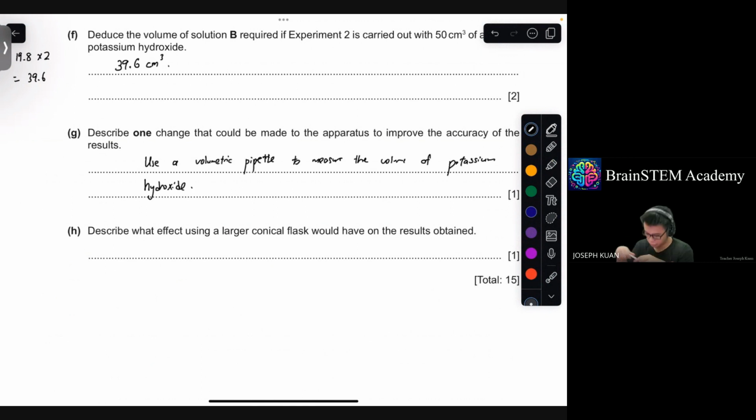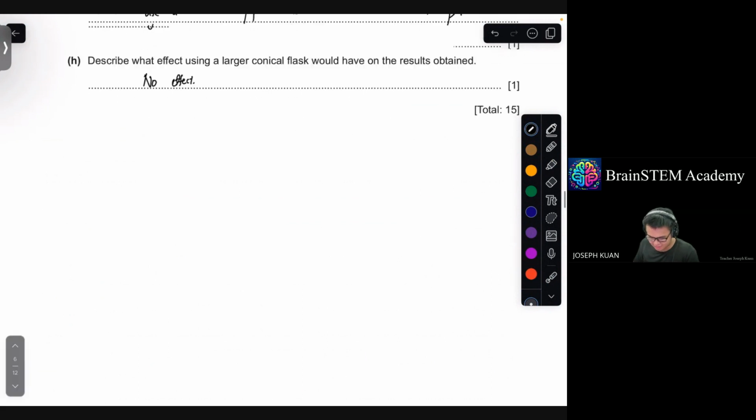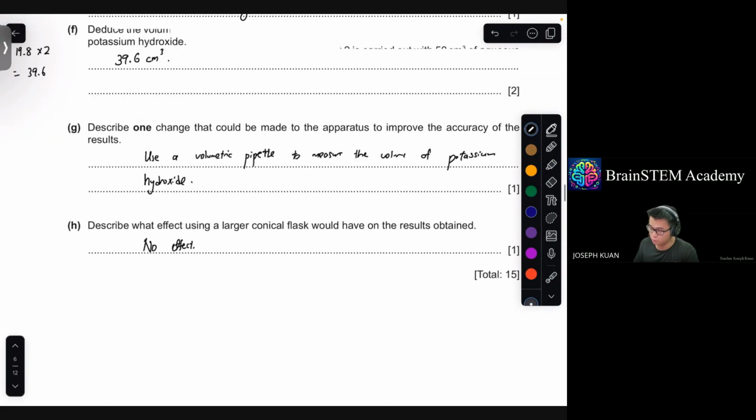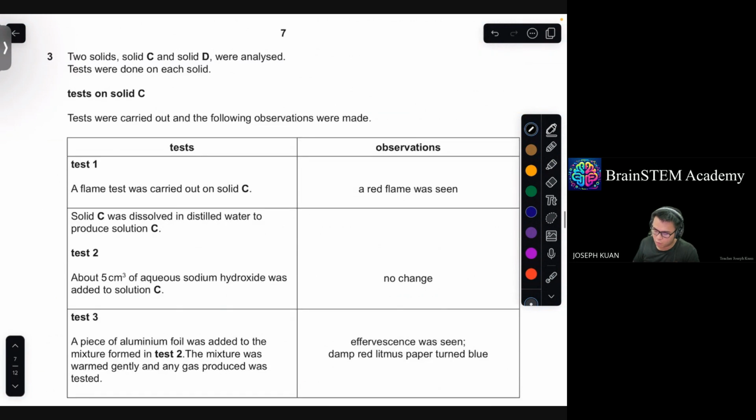Lastly, H. Describe what effect using a larger conical flask would have on the result obtained. No effect, right? There will be no effect on the results. It doesn't matter whether you use a bigger flask or a smaller flask, not exactly a big issue. All right, moving on to number 3.